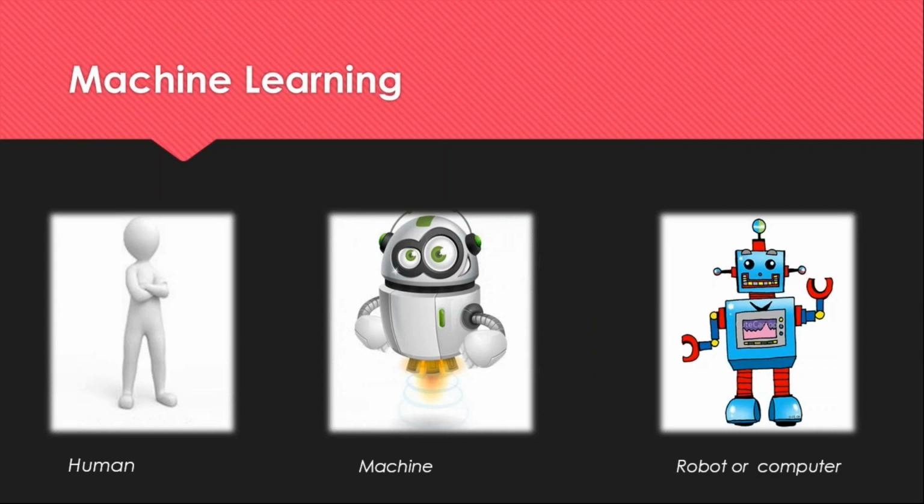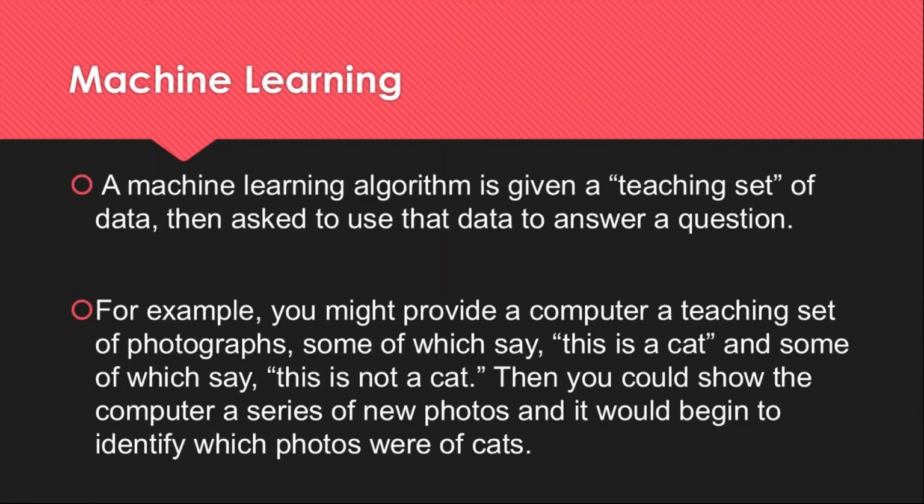Here the experience is user data. Learning from the user data is called machine learning. We have all types of normal problems, so we will divide them and try to solve those problems by using machine learning. Normally in books, you will find that a machine learning algorithm is given a teaching set of data, and then asked to use that data to answer a question.